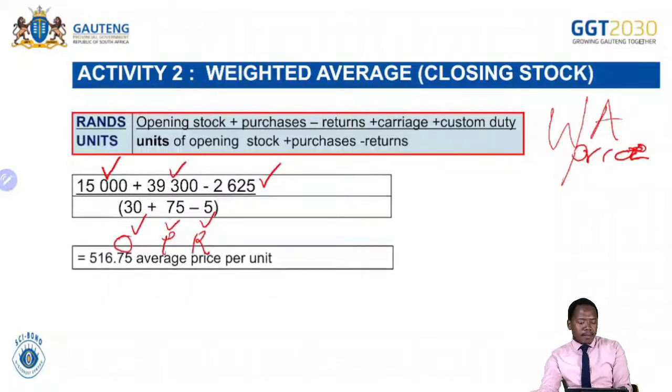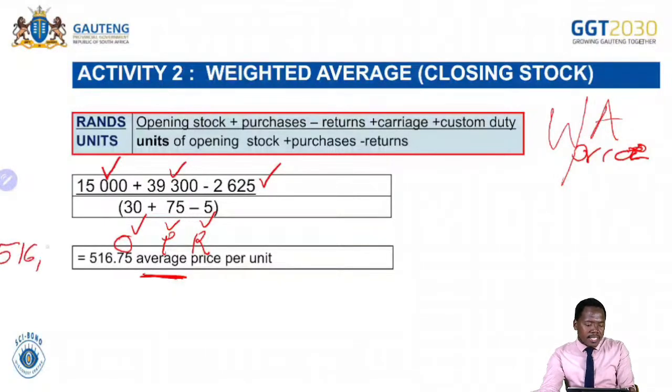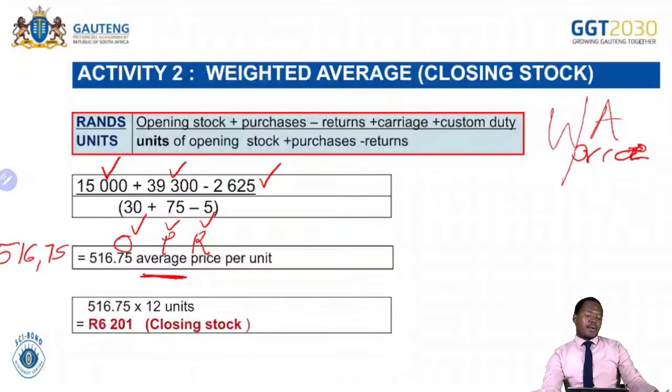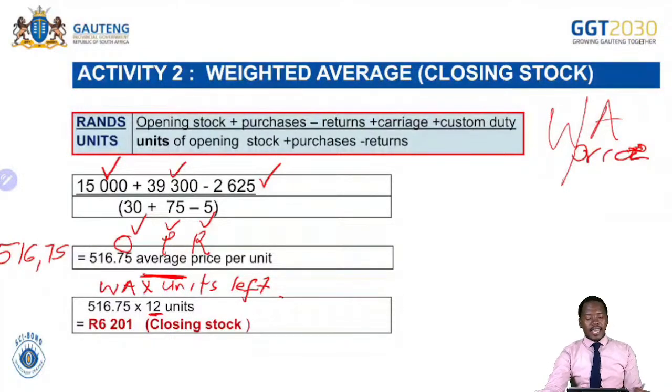Right. Now, I will get my average price, Grade 12. My average price will become 516.75. 516 rands and 75 cents. Right. Now I have my average price. I'm now looking at my next step. Now, I will check, Grade 12, how many units I am left with. The units I'm left with now are only 12. Now I will say my average price multiplied by units left, units on hand. Now I will get my closing stock to be 6,201,000. That is my closing stock.